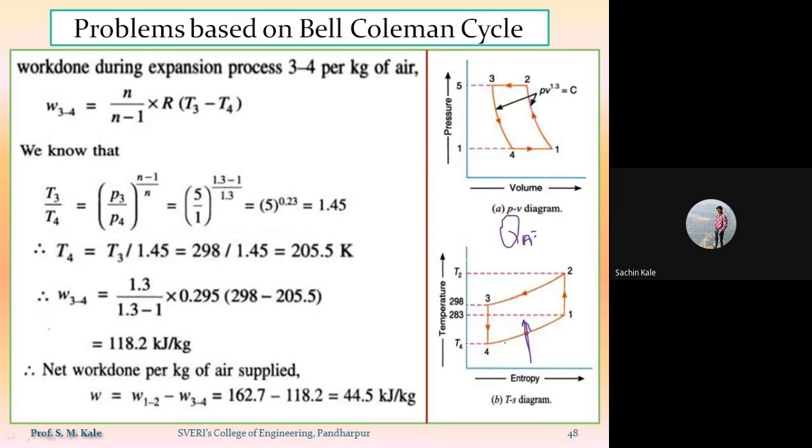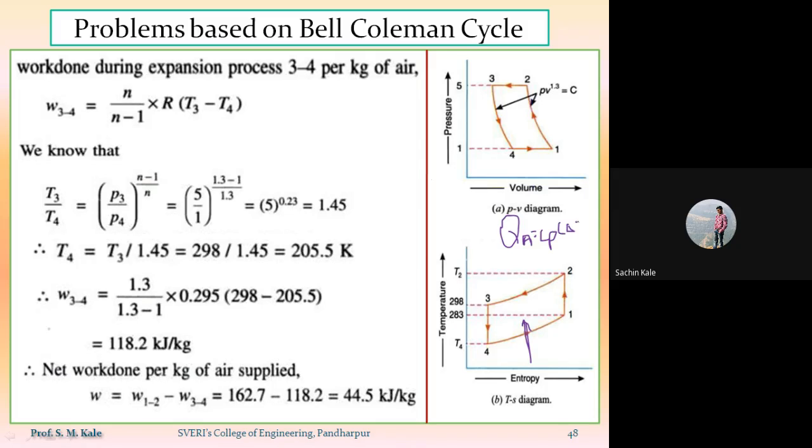But when to use TdS? If process 4 to 1 is a constant temperature process. But as process 4 to 1 is not a constant temperature process, we have to use the formula mCp delta T. Here, as we do not know the mass of air circulated, we will consider per kg of air. That means we are going to use the formula Cp into delta T.